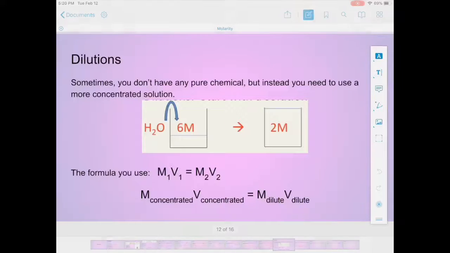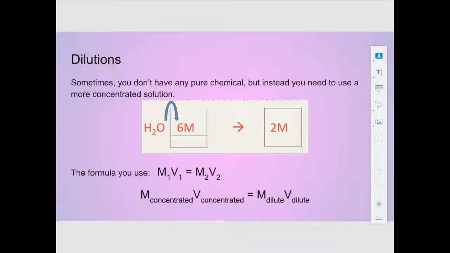Now, very often you won't have any pure chemical, especially with some stronger acids. You'll only have a more concentrated solution. And so in order to make the solution you need, let's say for instance you need a 2 molar solution, but you only have a 6 molar, you're going to have to do some diluting. You'll have a small amount of the 6 molar that you're going to add water to create a 2 molar.